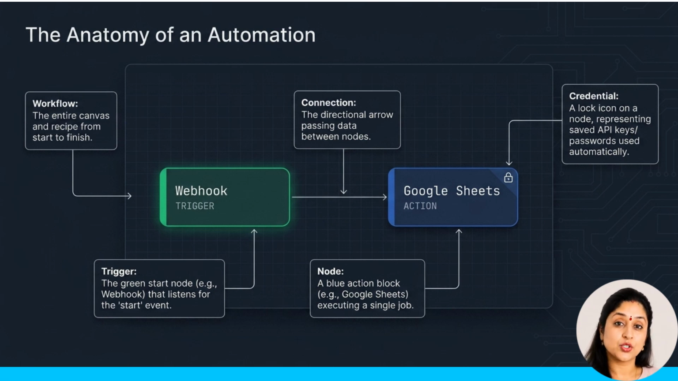Look at the diagram on screen. Webhook is the trigger. Google Sheets is the action node. The arrow between them is the connection. The lock icon on Sheets is the credential. That is a complete automation. Once you understand these 5 things, every workflow you ever encounter will make immediate sense.